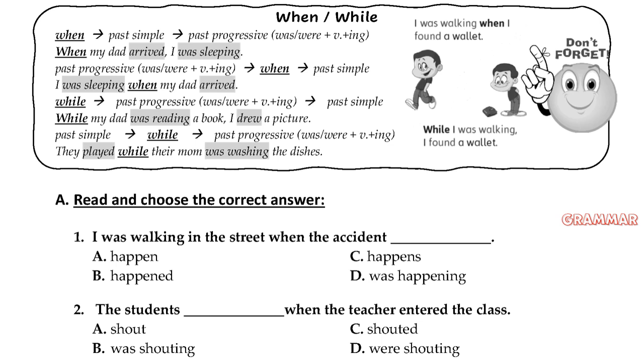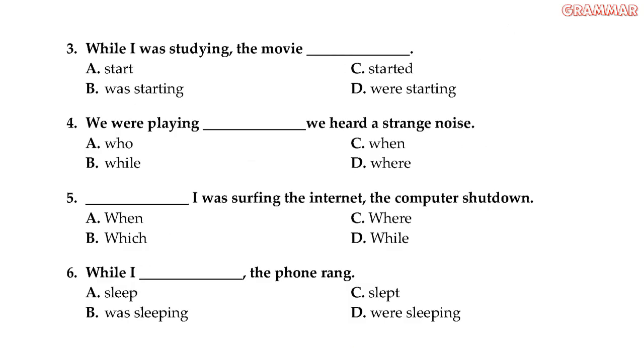So here, number one, I was walking in the street when the accident happened. The students, when the teacher entered the class, the students were shouting, because the other clause is in the past simple. While I was studying, this is past progressive, so the next one should be the movie started. Four, we were playing, this is past progressive, ing. And the next one, we heard a strange noise.